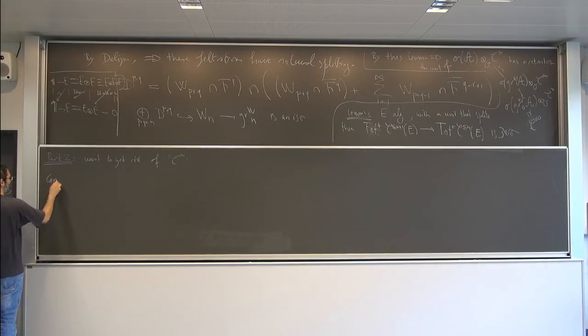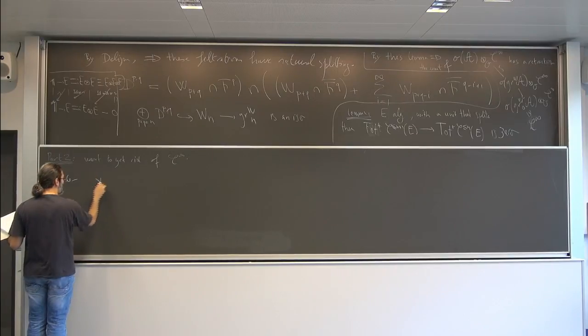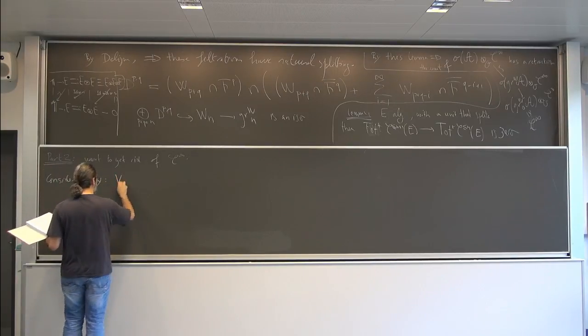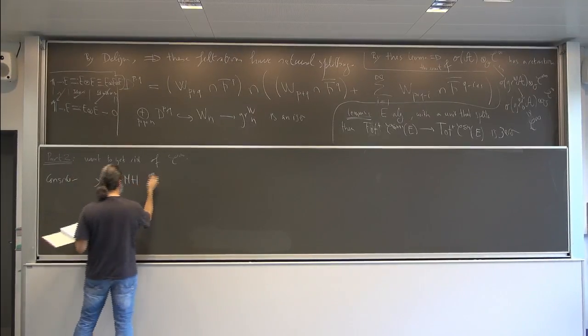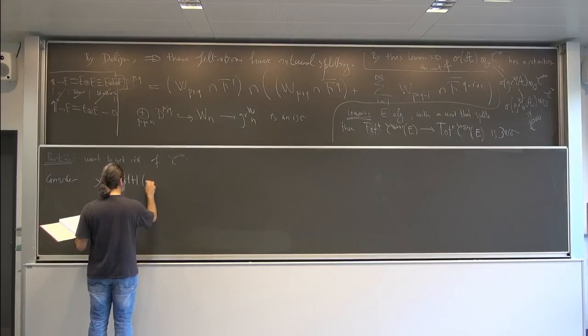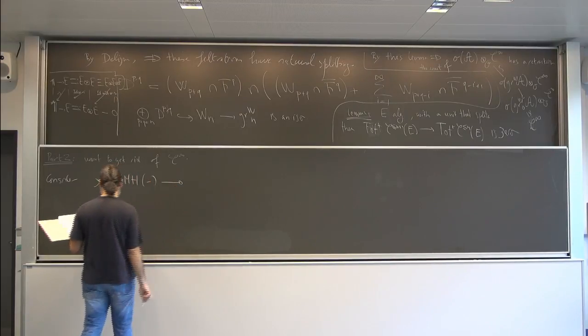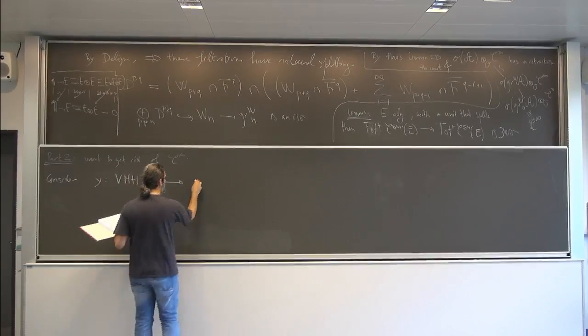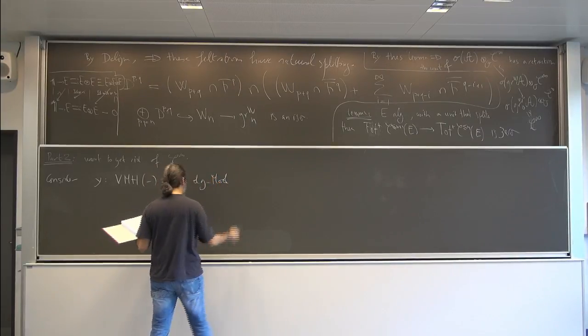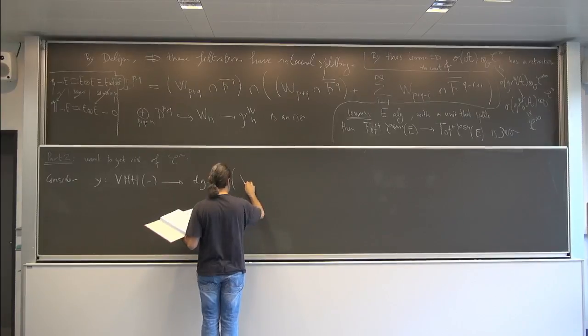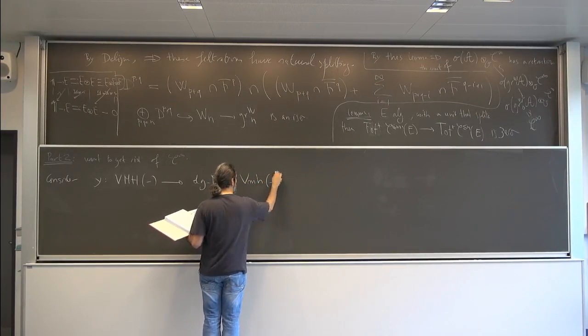So let's consider the functor y, for Yoneda, of course, going from the variation of mixed structure, anything, to the category of DG modules over the VMH. Okay, so what do I mean by this?